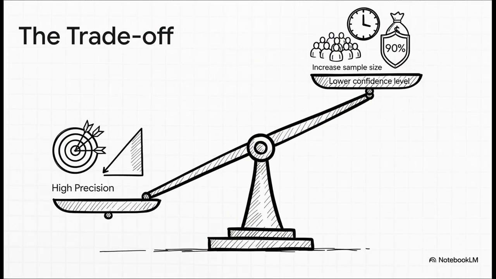And here's the fundamental trade-off. If you want a more precise estimate, which means you want a smaller, tighter margin of error, you really only have two choices. You can increase your sample size, which costs a lot more time and money, or you can lower your confidence level and be a little less sure about your result. There is no free lunch in statistics. You always have to trade something to get more precision.